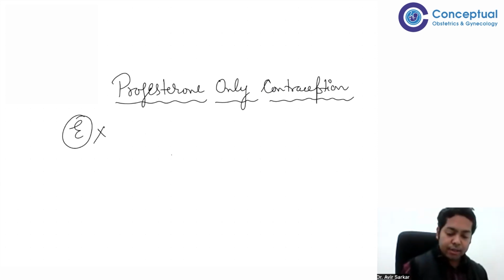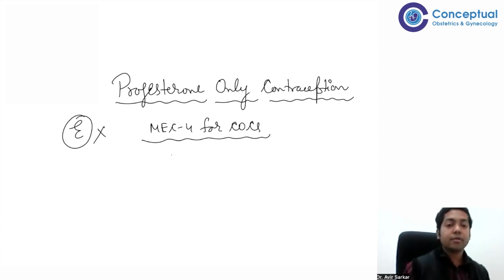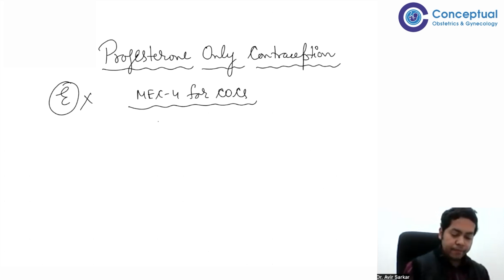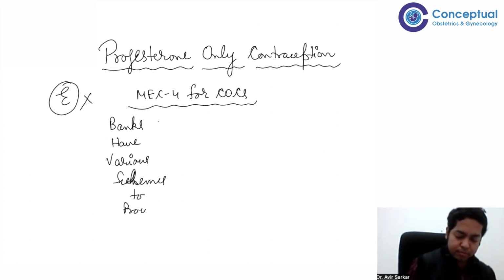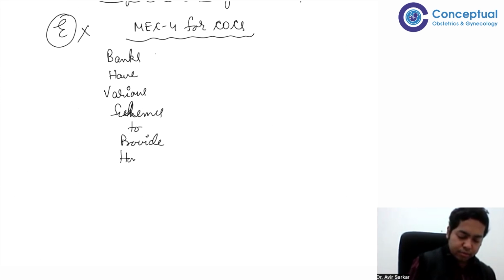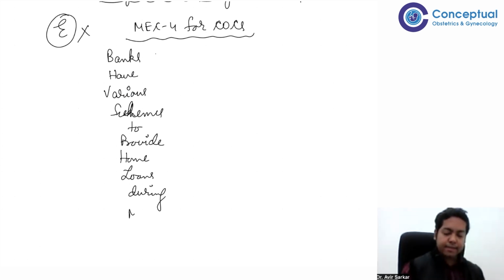So who are actually the WHO MEC category 4 for OCPs, COCs? Who are the patients in whom combined oral contraceptive cannot be given because estrogen is contraindicated? There you have a mnemonic by which we remember it: banks have various schemes to provide home loans during May. So this is the mnemonic by which you can remember.